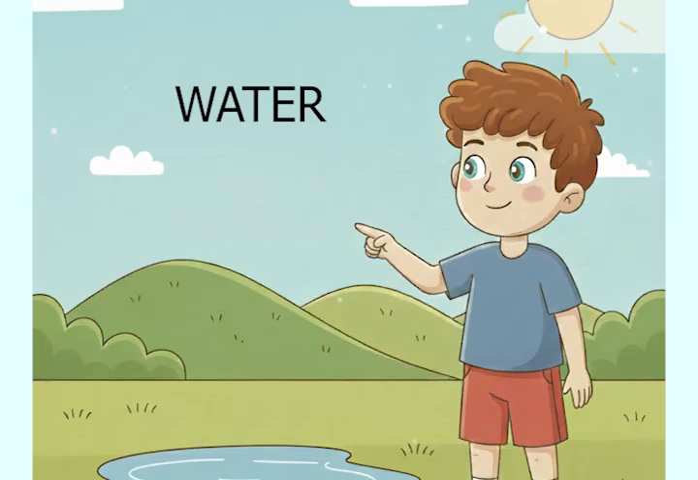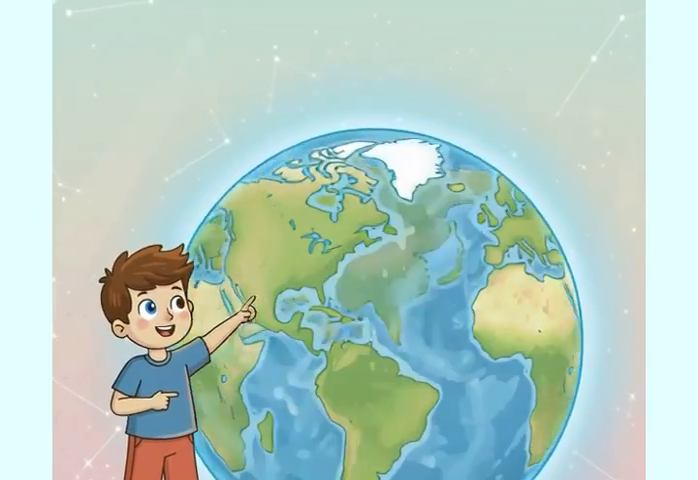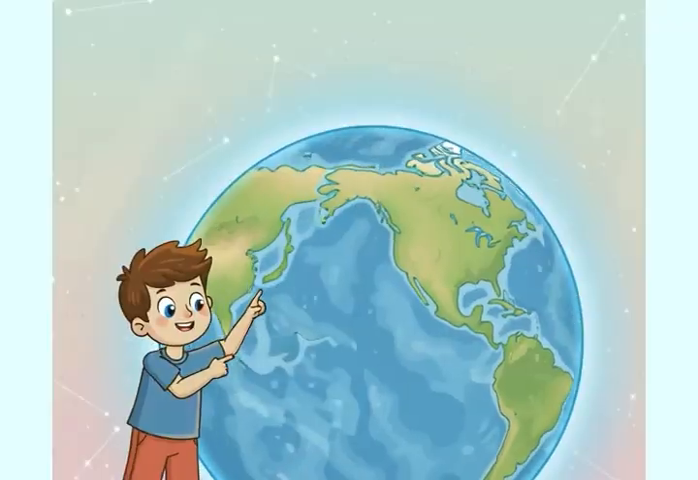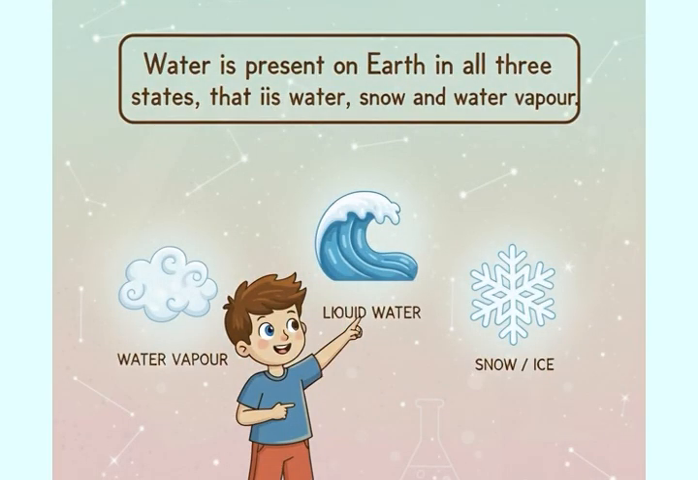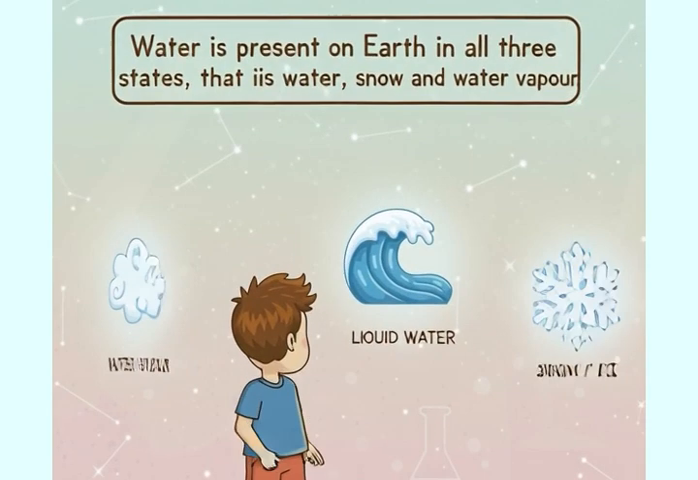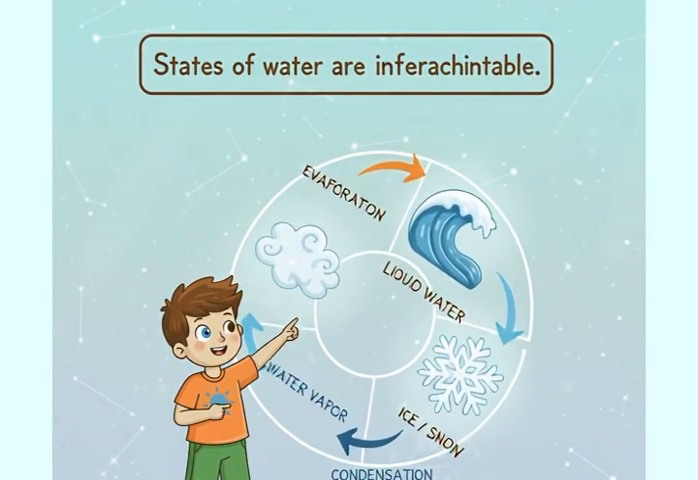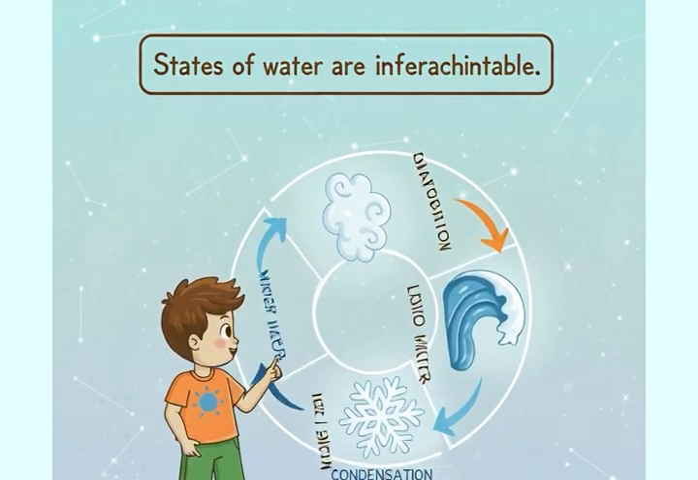Water. About 3/4 part of our Earth's surface is covered with water. Water is present on Earth in all three states, that is water, snow and water vapor. States of water are interchangeable.